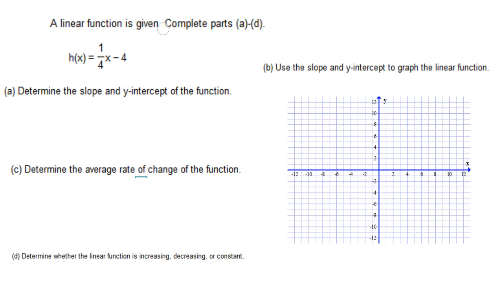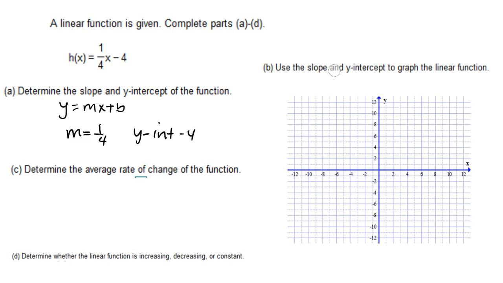A linear function is given. Complete parts A through D. So our linear function is h of x equals 1/4 x minus 4. In part A, we want to determine the slope and the y-intercept. So we know that this function is in slope-intercept form, y equals mx plus b. So the slope is 1/4 and the y-intercept is -4.